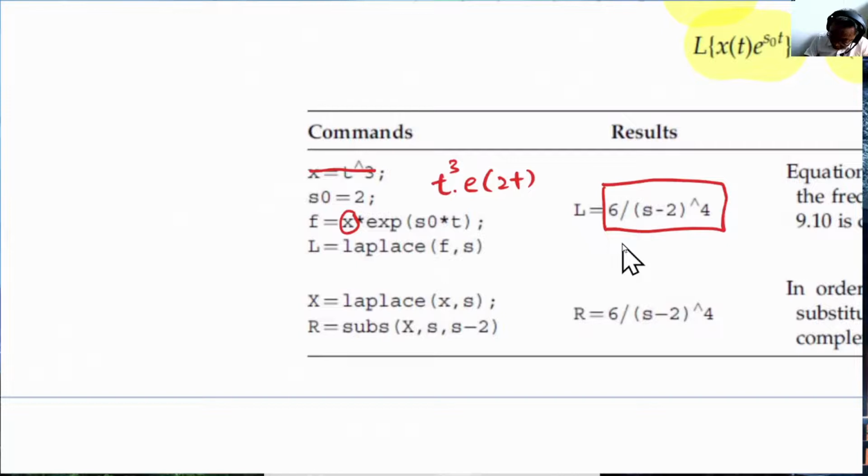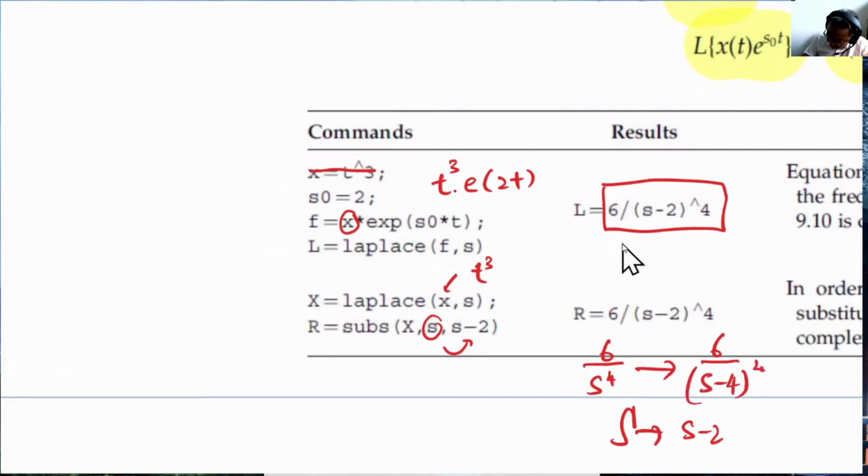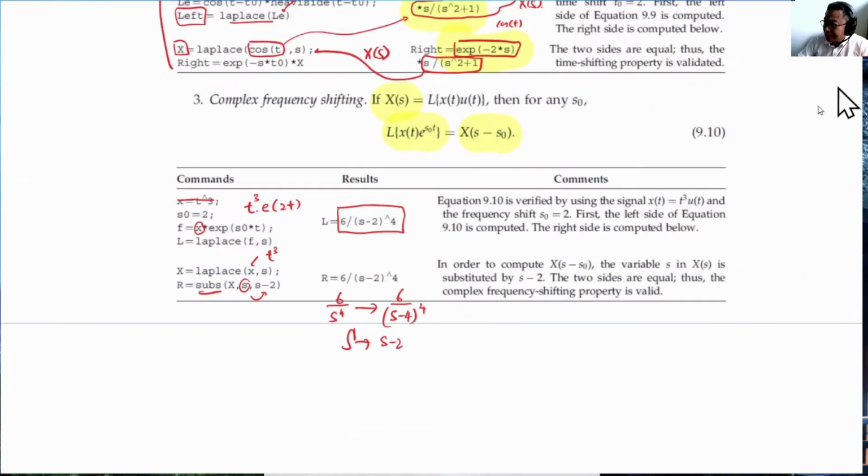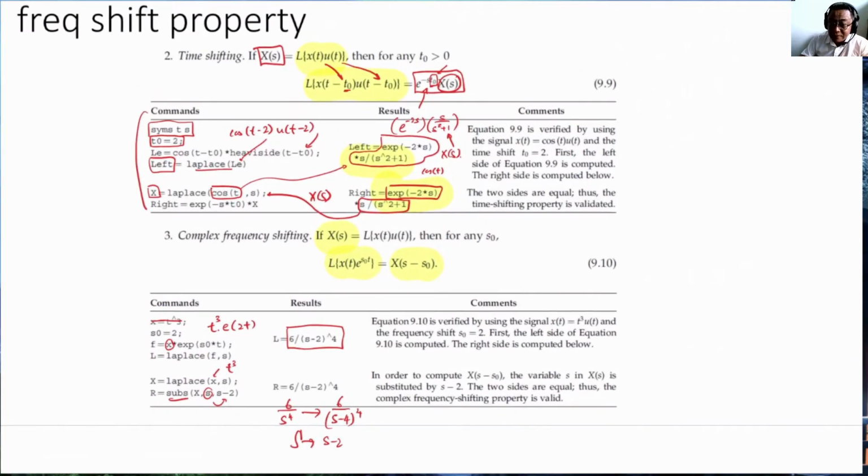And we also can try, this is t cubed, and we are going to substitute all s with s minus 2. So actually it is 6 over s to the 4. All the s is substituted with s minus 2, becomes 6 over s minus 2 to the power 4. So this function substitutes all s by s minus 2, showing that these two answers are the same. So we are just using MATLAB to verify these two properties. That's all. Thank you.